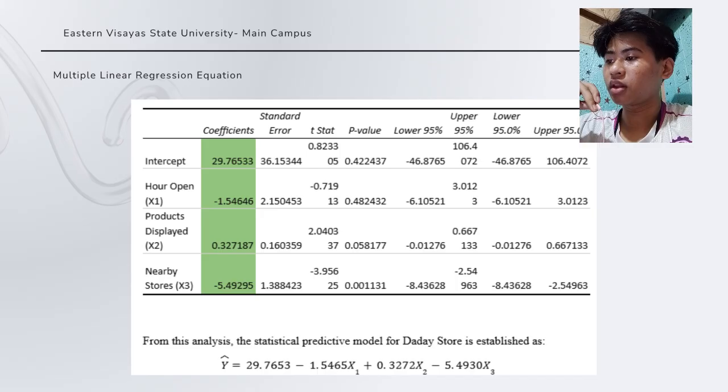that get our multiple linear regression, which is y hat equals 29.7653 minus 1.5465 x sub 1 plus 0.3272 x sub 2 minus 5.4930 x sub 3.